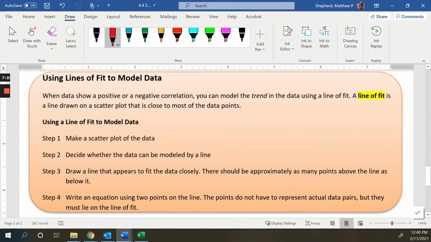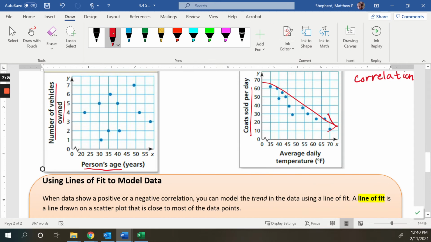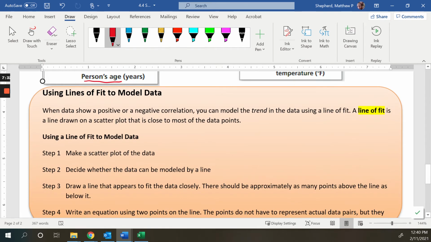All right, using lines to fit and model the data. Now you'll notice on this previous problem, to kind of show the pattern, I drew a quick line there. That line is something we could call a trend line. They are also going to call it a line of fit here. We've got some steps in order to create these lines of fit.